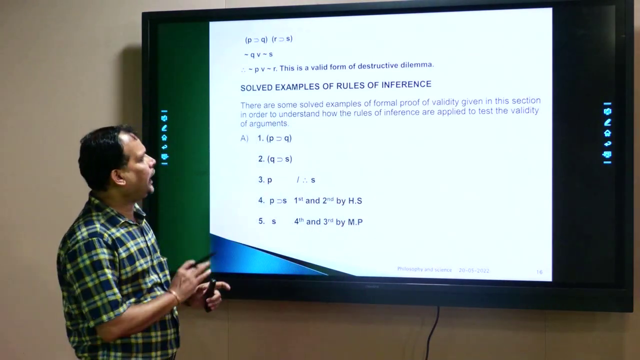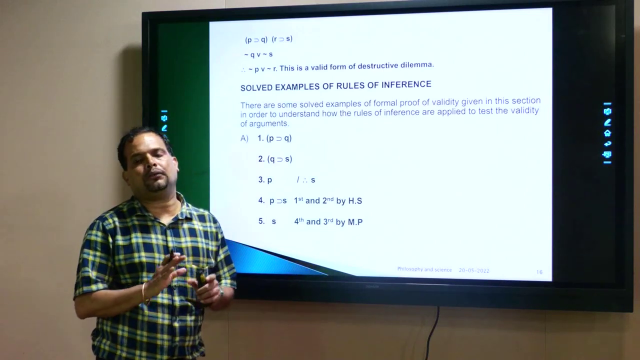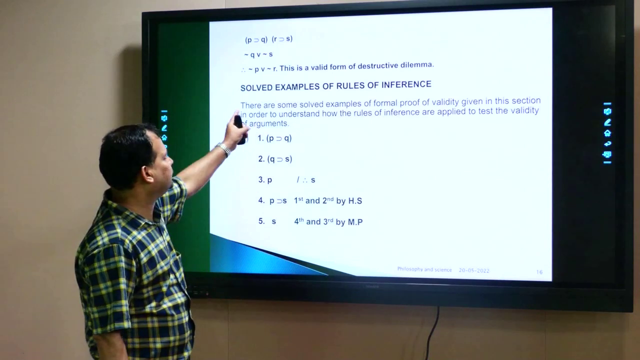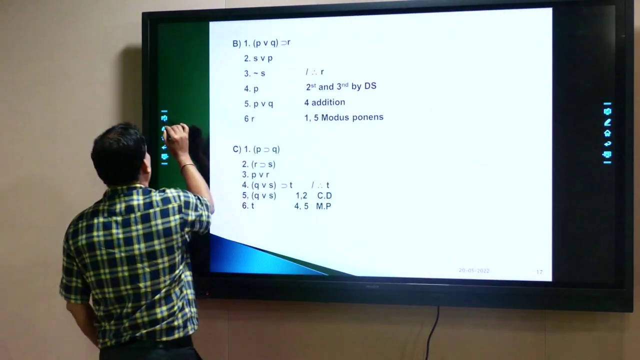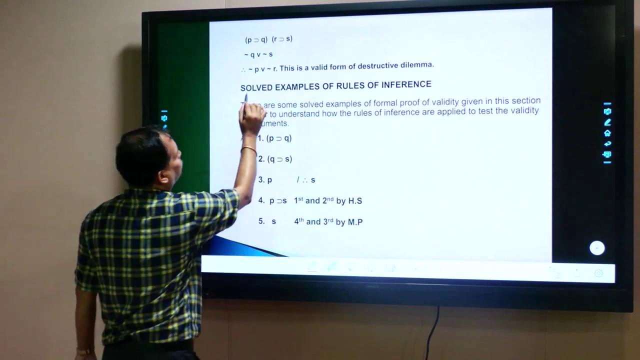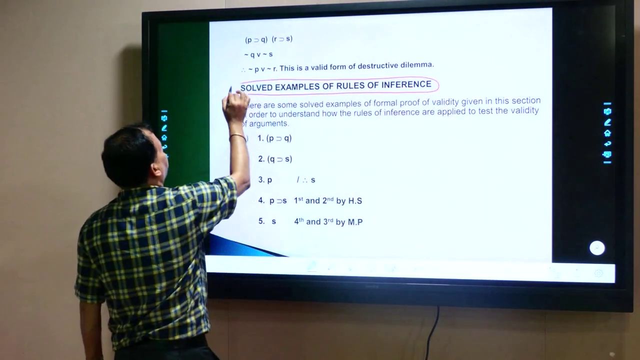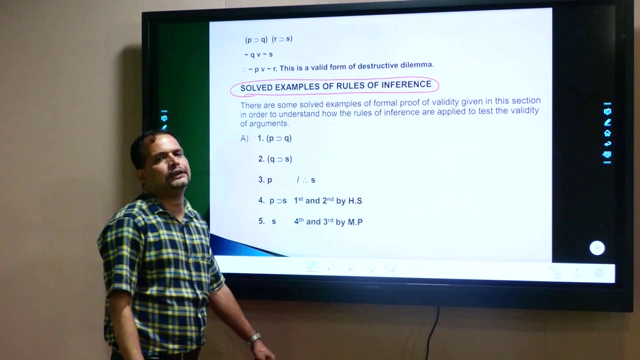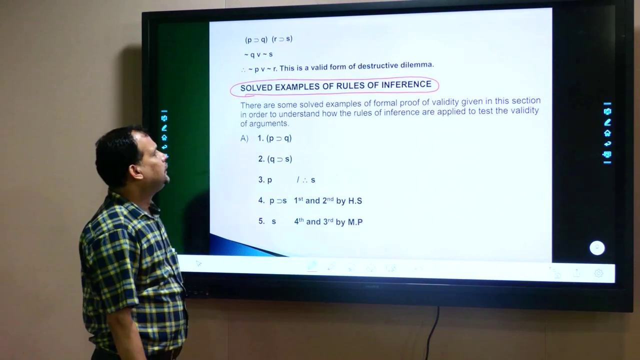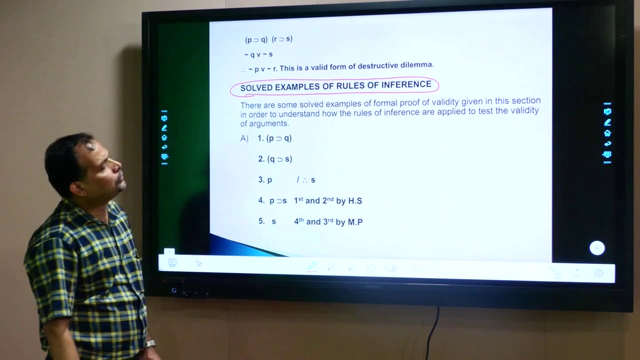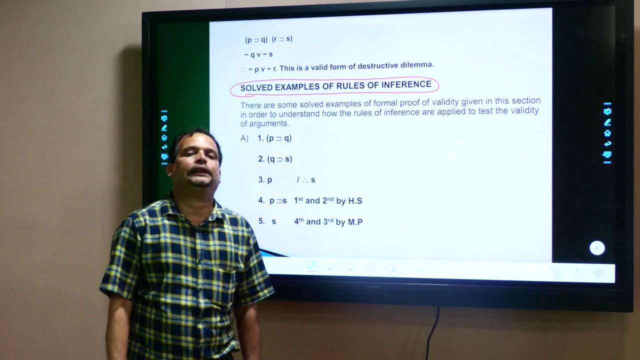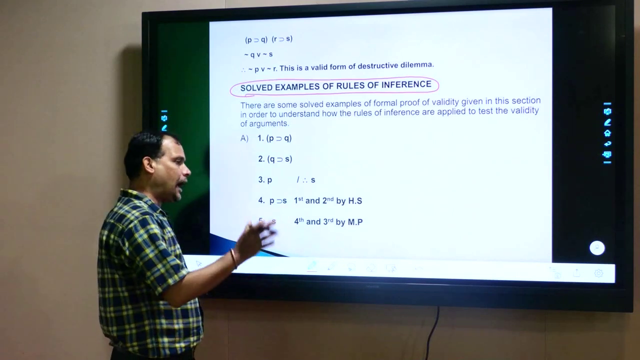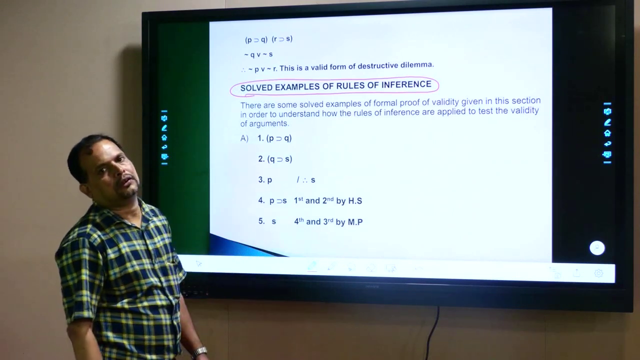Now you see, how can we determine the validity of arguments applying the rules of inference? So, dear learners, there are solved examples of rules of inference. Now you see, there are some solved examples of formal proof of validity given in this section, in order to understand how the rules of inference are applied to test the validity of arguments. Now, dear learners, this is an example. So we have to apply the rules in order to find out the conclusion.